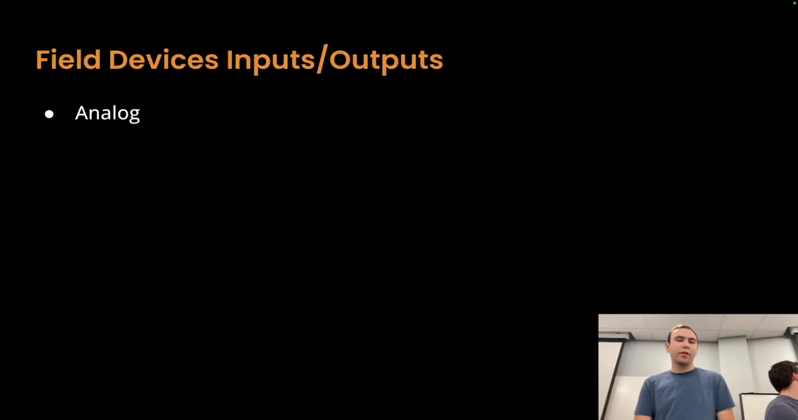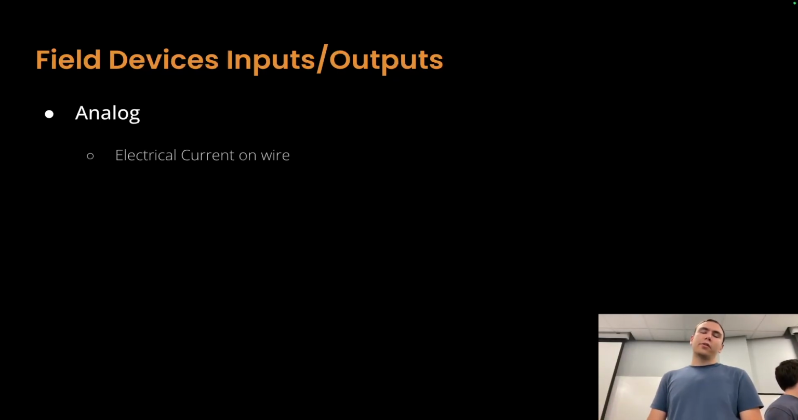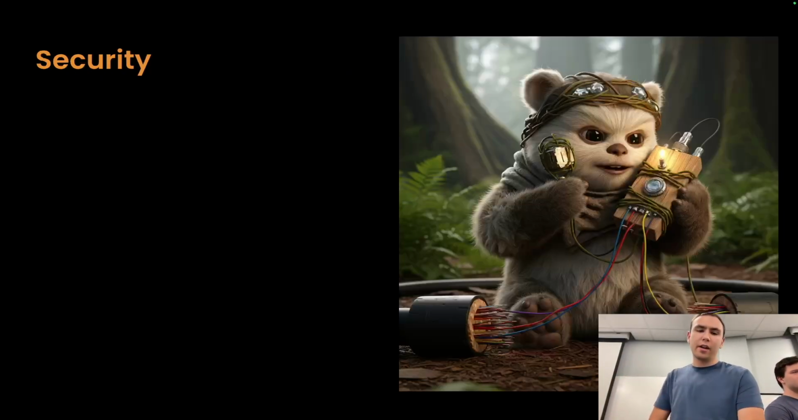Additionally, with the input-output field devices, we have an analog, which is like an electrical current in a wire, and a digital, which is like on and off, ones and zeros. That's not really important, but I just thought I'd mention that.